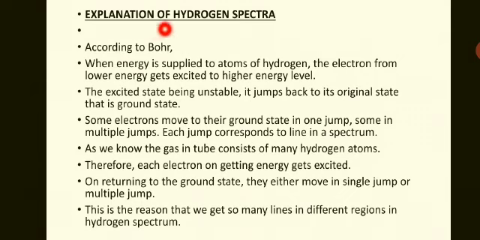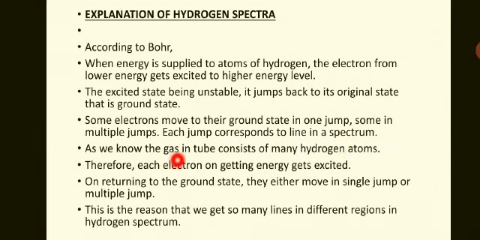Now, explanation of the hydrogen atom spectrum with the help of the Bohr model. According to Bohr, when energy is supplied to atoms of hydrogen, the electron from lower energy gets excited to a higher energy level. Then the excited state being unstable, it jumps back to its original state, called the ground state. Some electrons move to the ground state in one jump, some do so in multiple jumps. So each jump corresponds to a line in the spectrum.